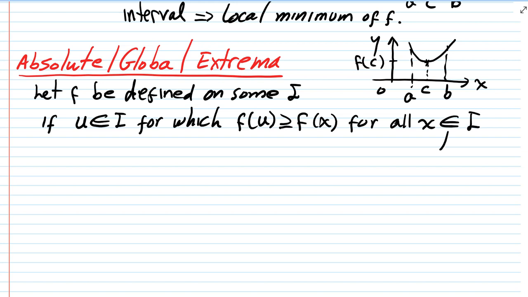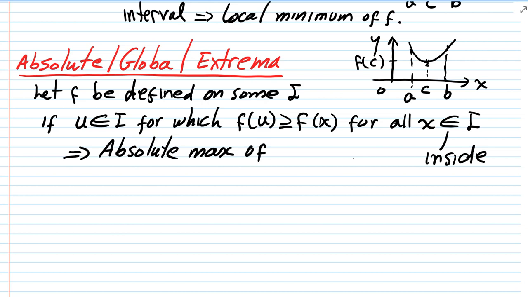By the way, this symbol is the set membership symbol, meaning x belongs to the interval. So if u is in an interval for which f of u is greater than or equal to f of x for all x inside of that interval, then we have what we call an absolute maximum. So we have an absolute max of the function f on I.